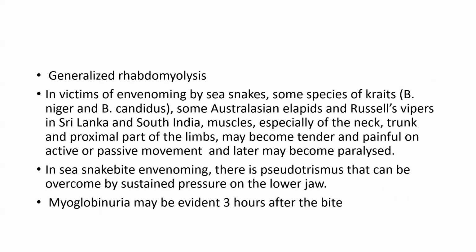Now generalized rhabdomyolysis. In victims of envenoming by sea snake, some species of krait, some Australian elapids and Russell's viper in Sri Lanka and South India, muscles, especially of the neck, trunk, and proximal part of the limbs, may become tender and painful on active and passive movement and later become paralyzed. In sea snakebite envenoming, there is pseudotrismus that can be overcome by sustained pressure on the lower jaw. Myoglobinuria may be evident 3 hours after the bite.